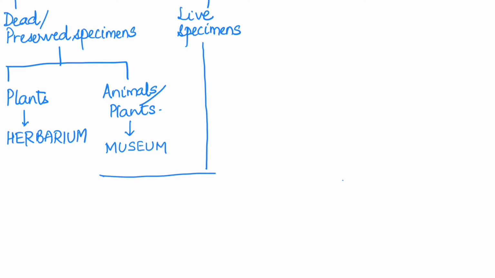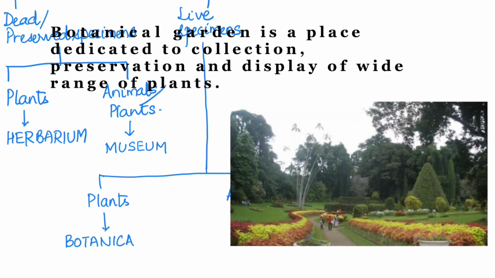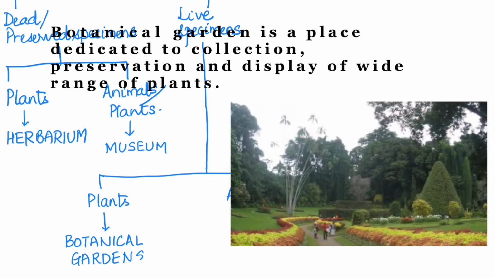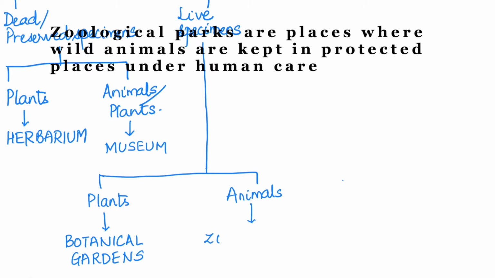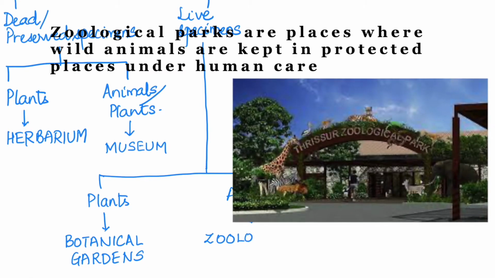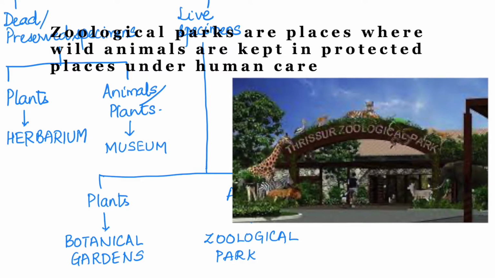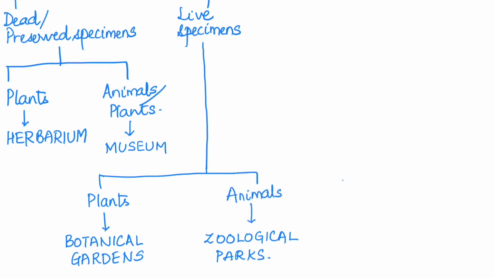Now if we come to the live specimens also, we have places where plants are kept and where animals are kept. The place where we keep plants is called a botanical garden. So these are gardens that are placed in different locations, in different cities, where you have a collection of different types of plants. The other one for animals is the zoological park. Zoological parks are places where we keep wild animals in protected environment under human care. So these are basically for in situ conservation of plant and animals, that is botanical and zoological parks.